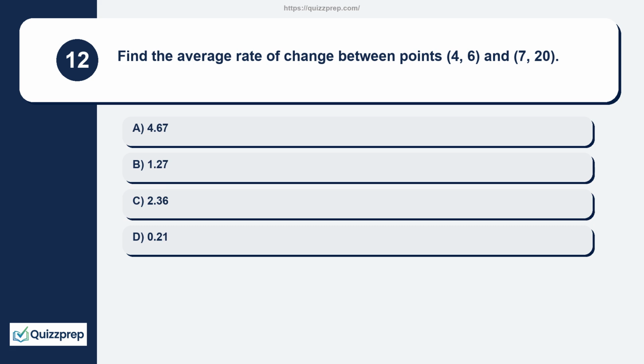Question 12. Find the average rate of change between points (4, 6) and (7, 20). 0.67, 1.27, 2.36, 0.21.